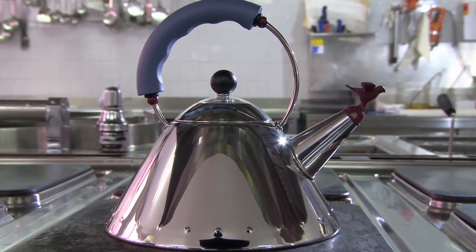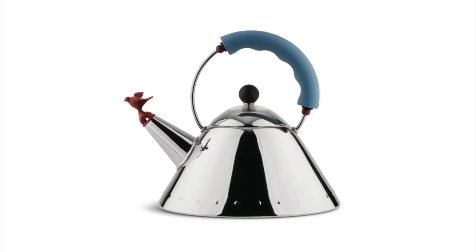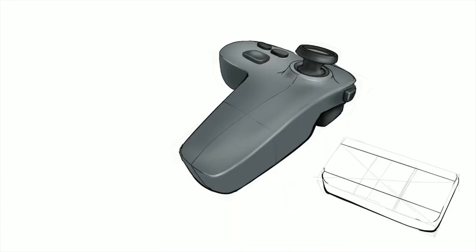So this does 2 things. First, it communicates the function. Second, it creates a visual icon. Notice how different the character of this design would be without the contrast in these forms. If I just make this handle straight and black and replace this bird with a little circle, suddenly the design is significantly less interesting. Lastly, you can do it with color.